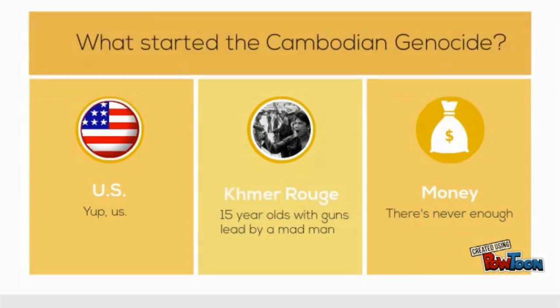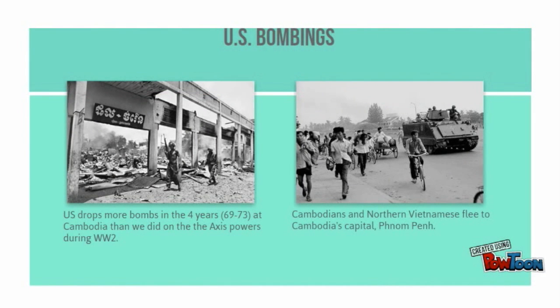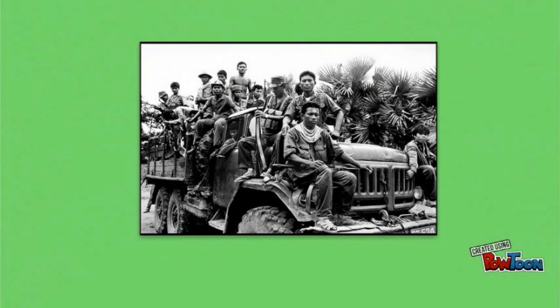So why are we involved in this? Well, to start off, we bombed the heck out of southern Cambodia, causing hundreds of thousands of people to relocate. In fact, we actually dropped more bombs in Cambodia from 1969 to 1973 than we did on the Axis powers during World War II, but we'll explain why later.